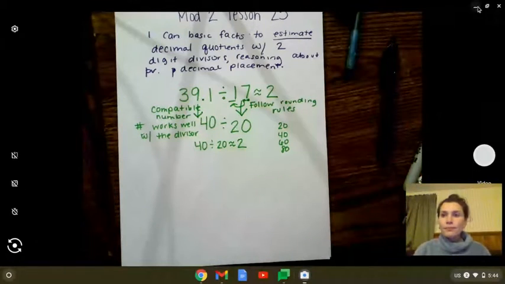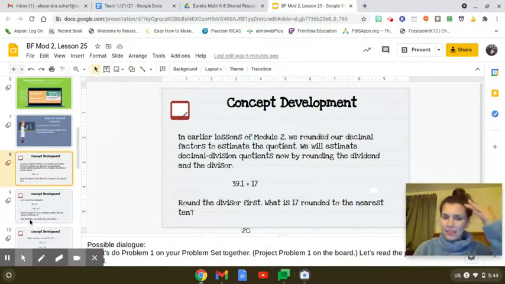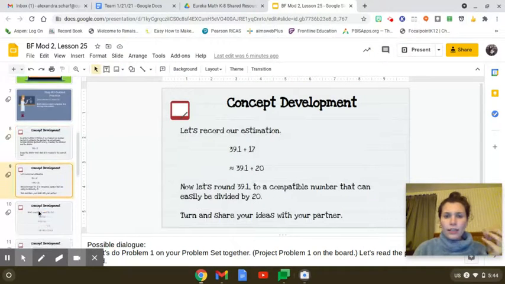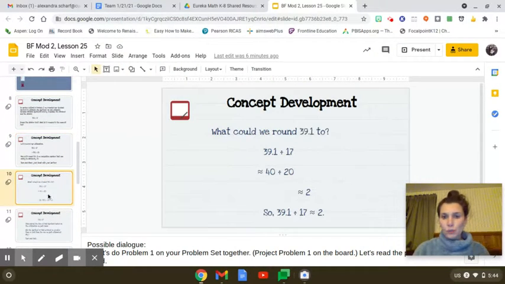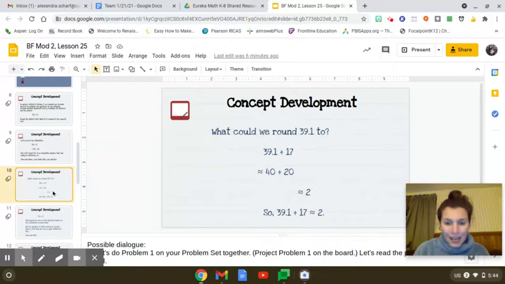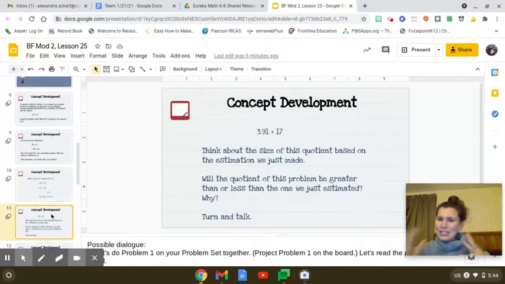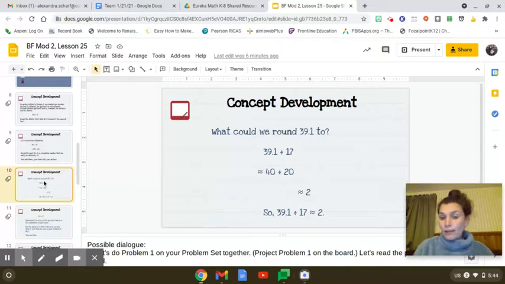But we need to think about this answer. We know that our answer is about 2. But what does that approximate or estimate really mean? So let's think about the size of this quotient based on the estimation we just made. So let's think about the size of the actual answer. So we approximated that 39.1 divided by 17 is going to be 2.